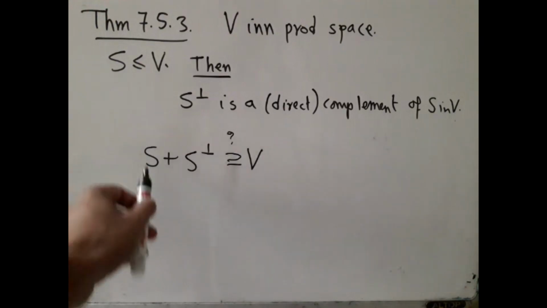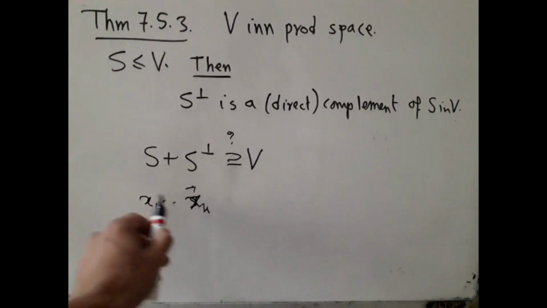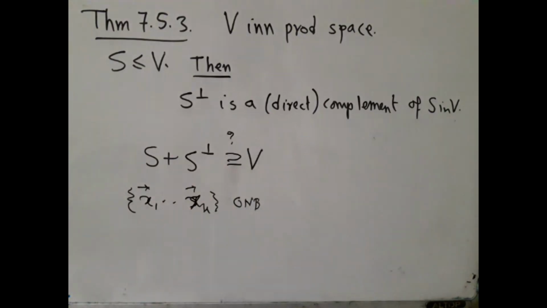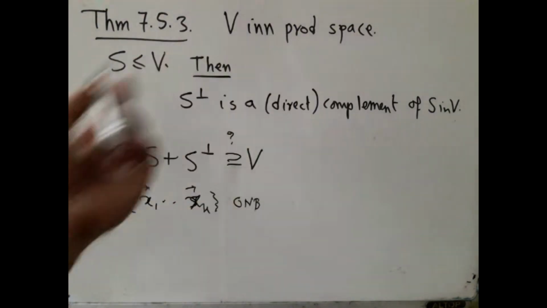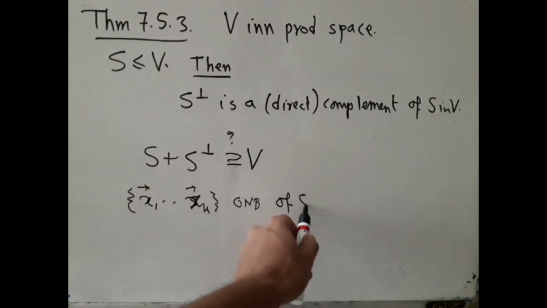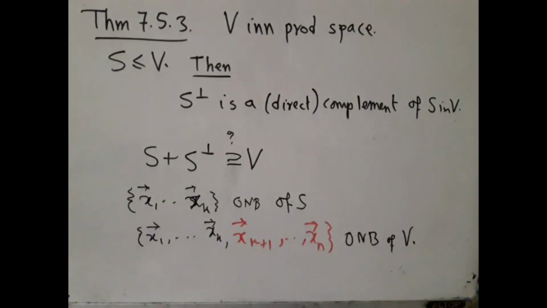What I do is I start with an orthonormal basis of S, call it x1 to xk, and you extend it to an orthonormal basis of the entire V. So you get an orthonormal basis of S perp also from just the extension. So I extend it to x1 to xk followed by the red part, and the entire thing is an orthonormal basis of V. Then we know that this red part forms an orthonormal basis of S perp.